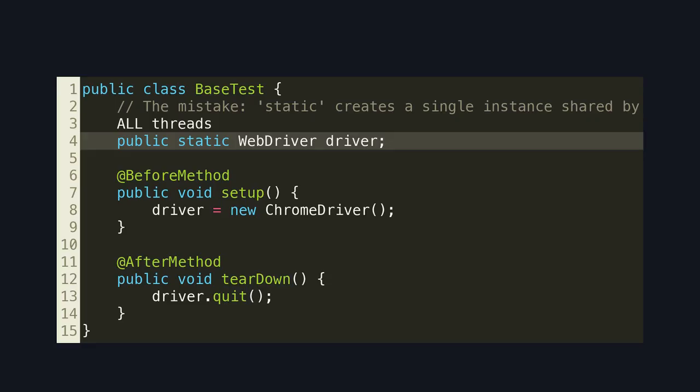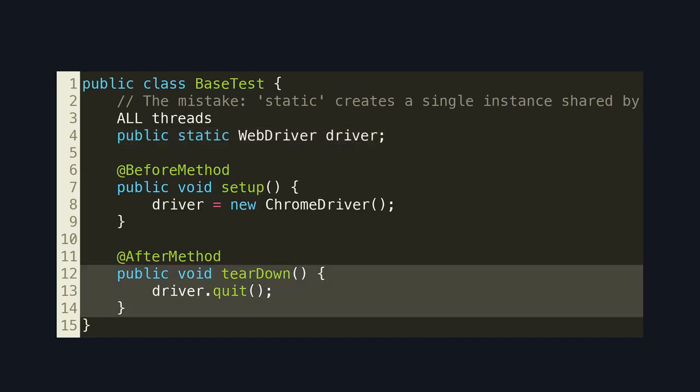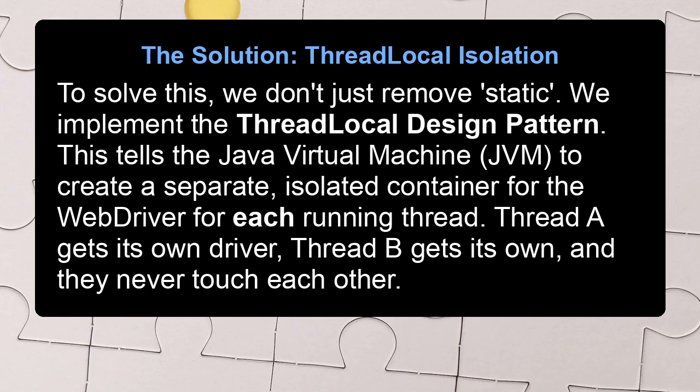Thread A opens a URL, and thread B immediately overwrites it. It gets worse here. When thread A finishes, it calls driver.quit(). Since the variable is shared, this kills the browser session for thread B, C, and D instantly, causing them all to crash. The solution: thread local isolation.